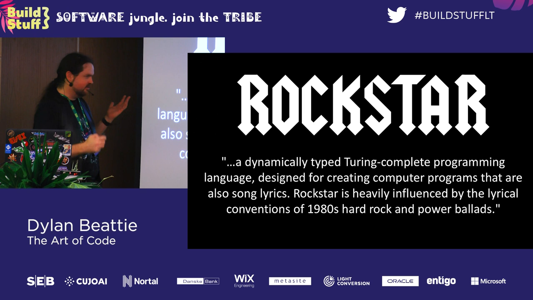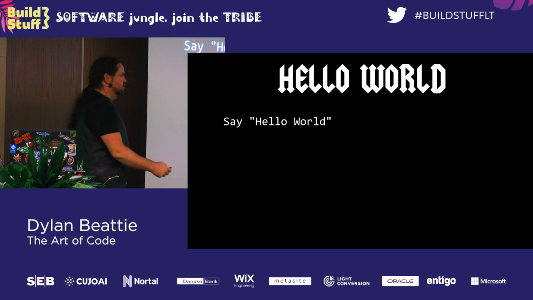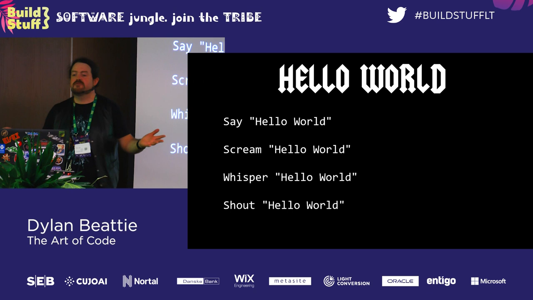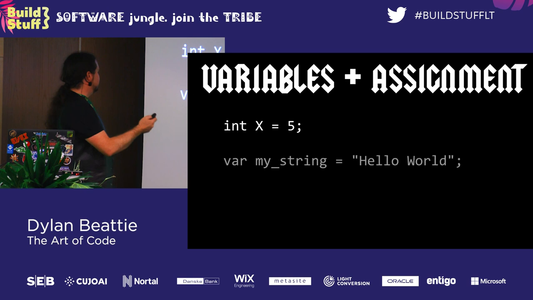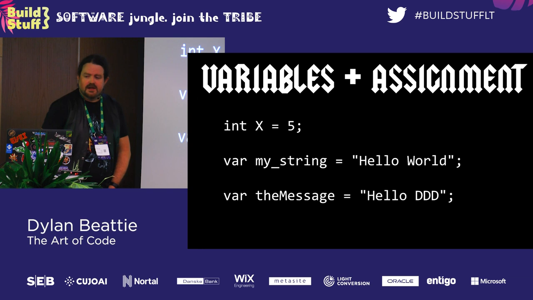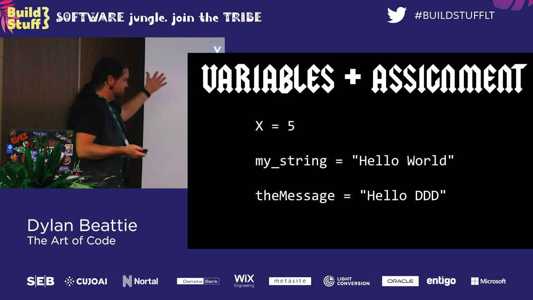So, the hello world in Rockstar is very easy. It's say hello world, but it's also scream, or whisper, or shout, because creative expression is what Rockstar is all about. Variables and assignment. Now we have int x and we have var mystring and we have the message, and this does not look terribly rock and roll. Now first of all, we don't need semicolons, we don't need types, it's a dynamically typed language.